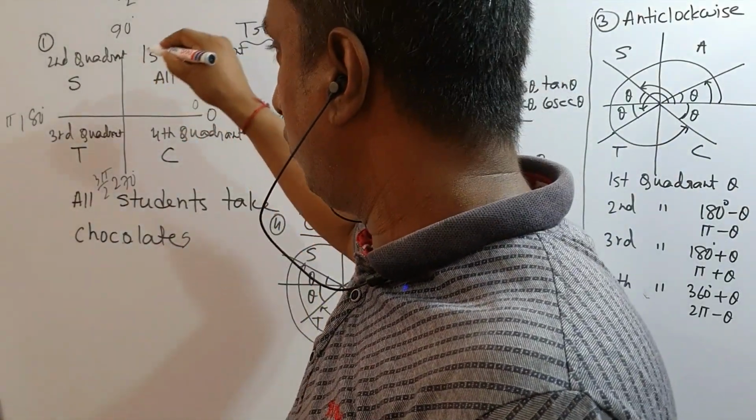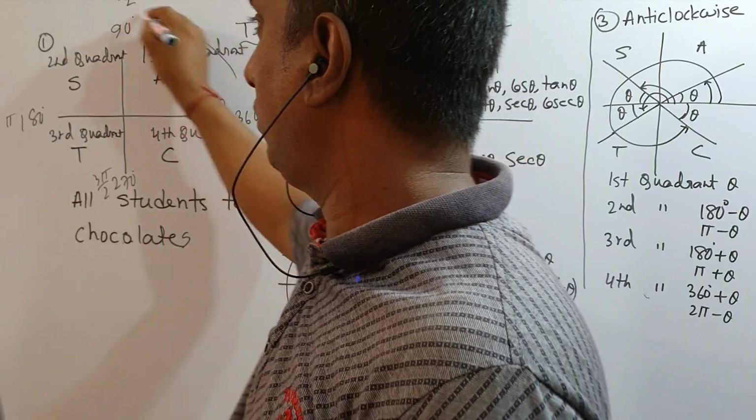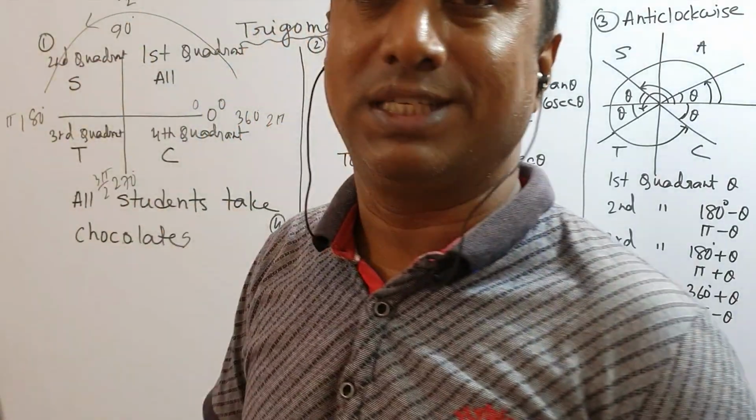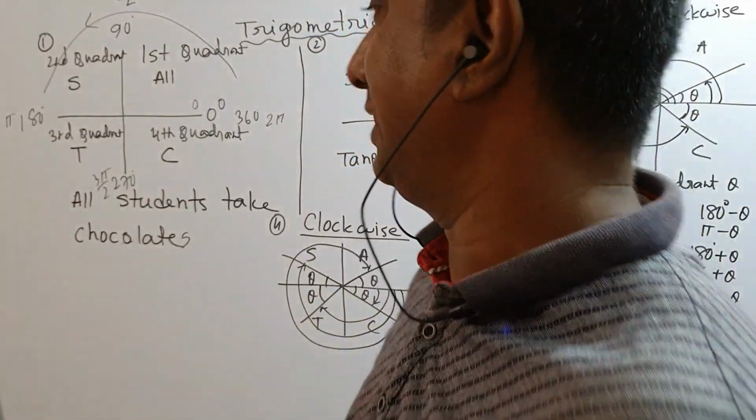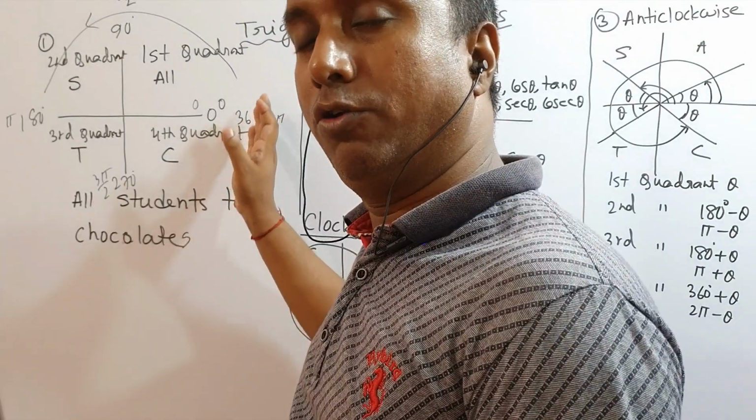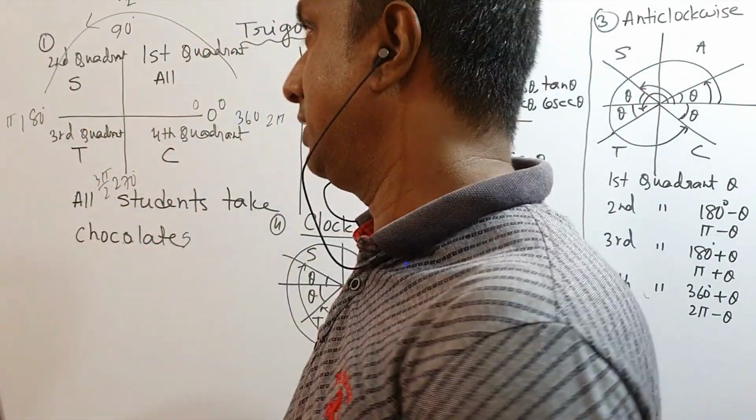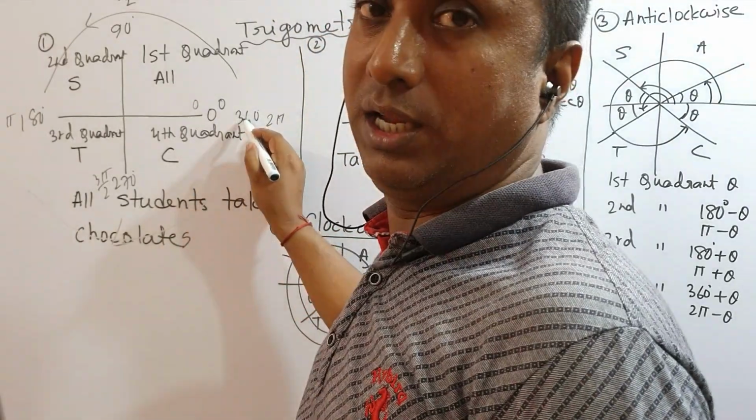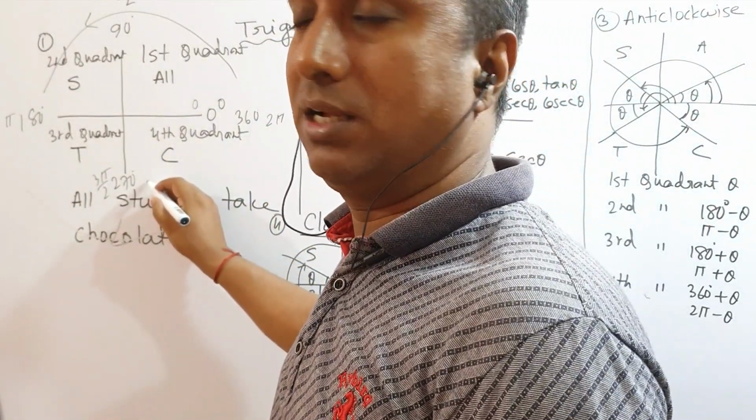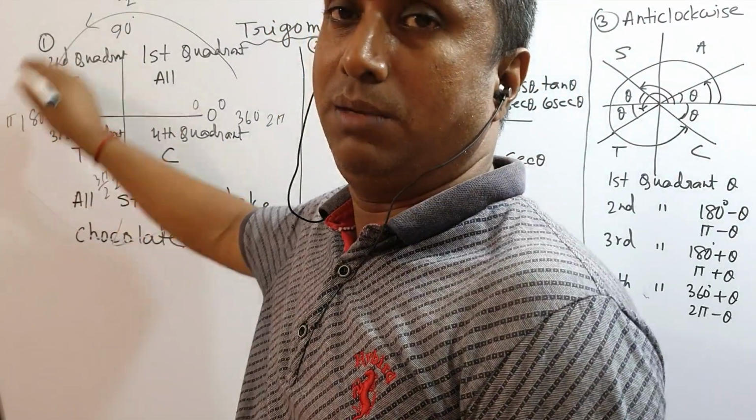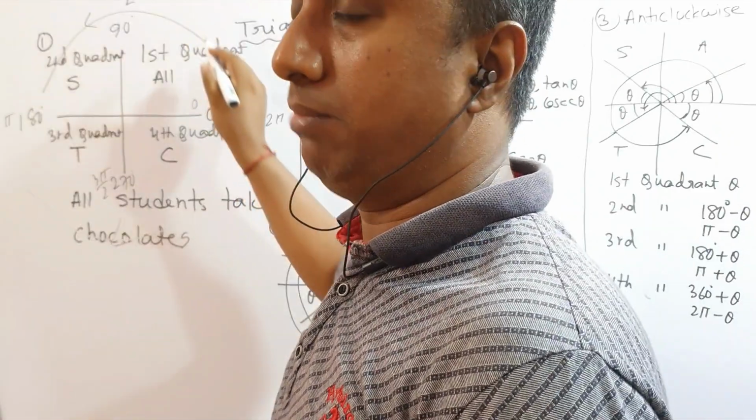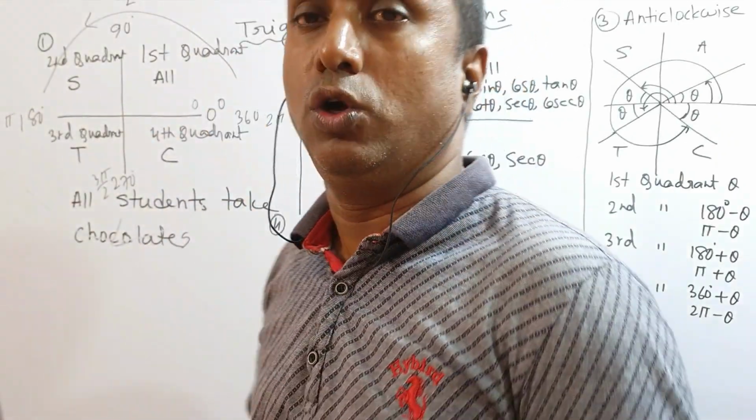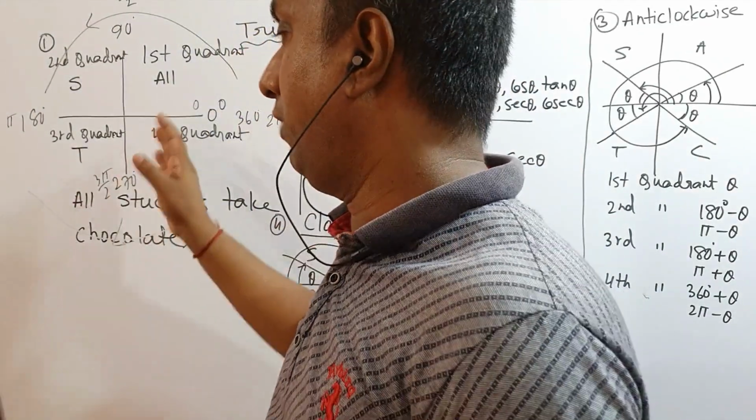This direction in which you are going is the anti-clockwise sense. If you go in the clockwise sense, you must follow the opposite direction. First is 0 degree, then minus 90 degree, then minus 180, minus 270, and minus 360 degree to completely rotate. So this is the first step.